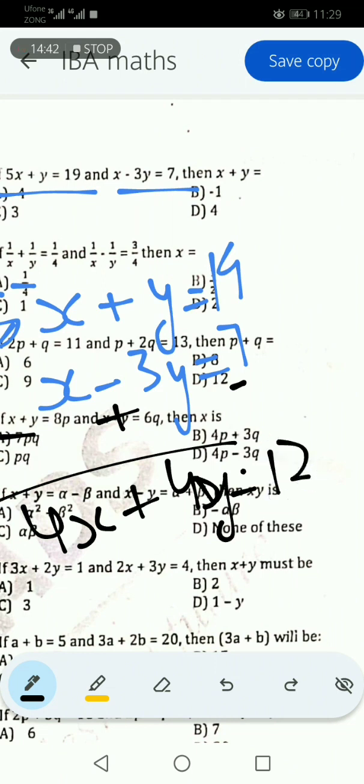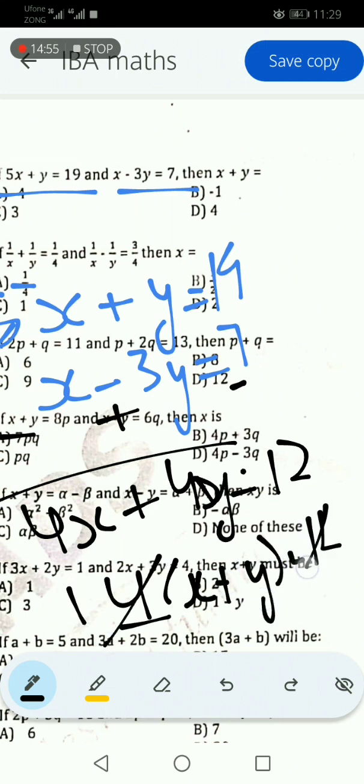If we take common 4, so here 4 is being multiplied. So after going there, 4 will divide. So if we divide by 4, it is equal to 12. So 4 1s are 4, 4 3s are 12. So C is the correct option.